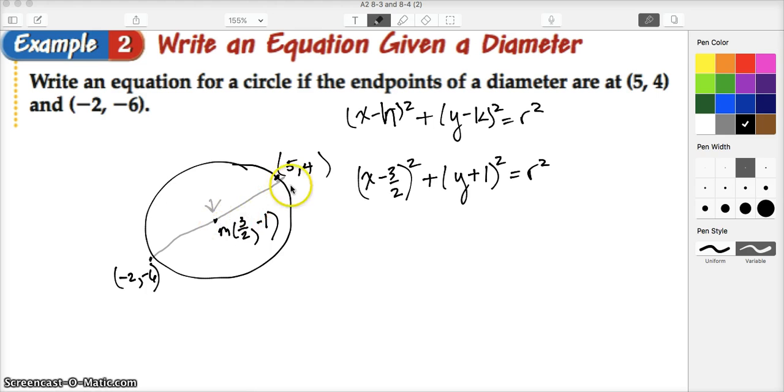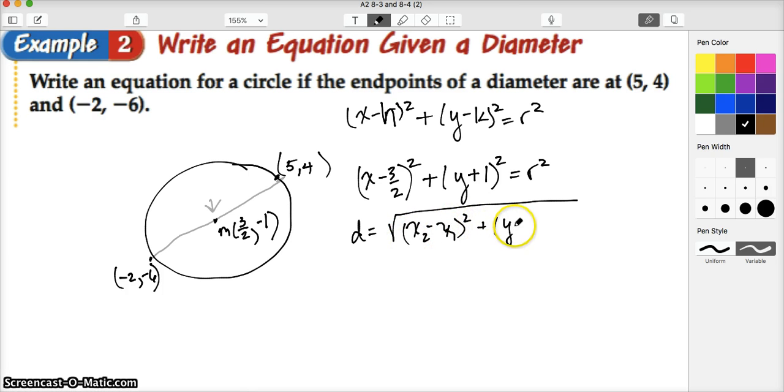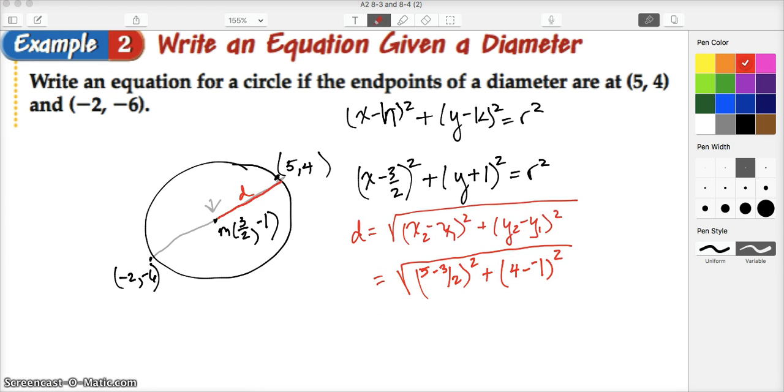I'm going to find the distance from the center to the edge. So I'm going to pull out d is equal to the square root of, you remember, x sub 2 minus x sub 1 quantity squared plus y sub 2 minus y sub 1 quantity squared. All right, so this is what happens when we plug in some values.